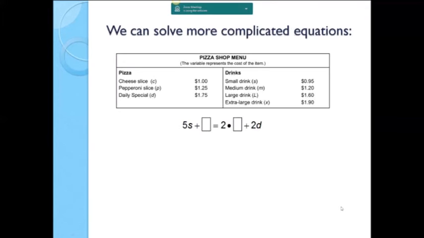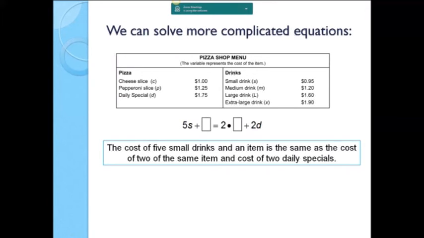Here's a more complicated equation. Students might read this as the cost of 5 small drinks plus some unknown item is the same as 2 of those same items plus 2 daily specials. Then they can use whatever strategies they want to solve for the unknown. So it's important here that students understand that the box acts as a variable, and within the equation, if the variable appears more than once, it must have the same value.